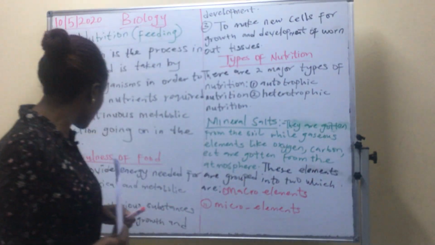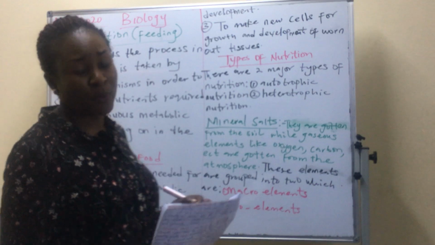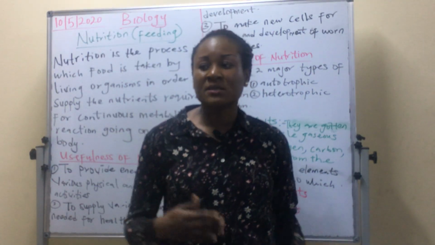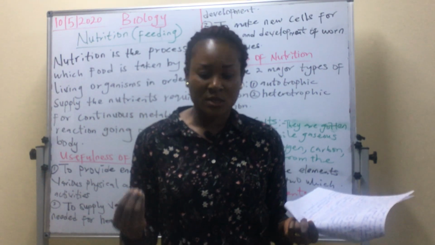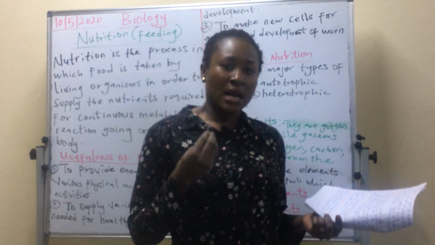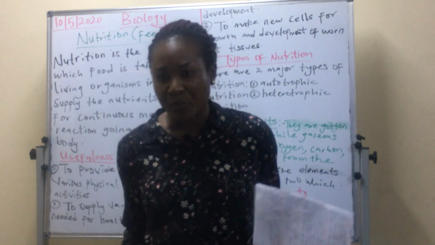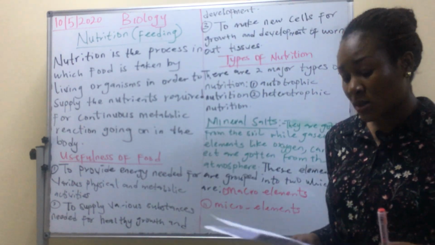Now the next one is catabolism, which is another type of metabolism. Catabolism is breaking down. Remember I said anabolism is building up complex organic molecules from simple ones, while catabolism is the breaking down of complex to simple. Now, what is an example of catabolism?